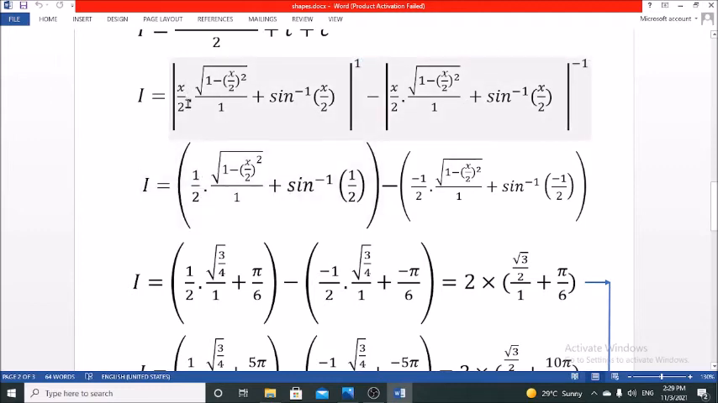So we substitute here only for the sine half, and the cosine we still haven't substituted. Sine minus 1 of half, x upper limit 1. Here our limit is minus 1. This is the cosine, still we haven't substituted. Sine minus 1 of minus 1. Here our limit is minus 1.